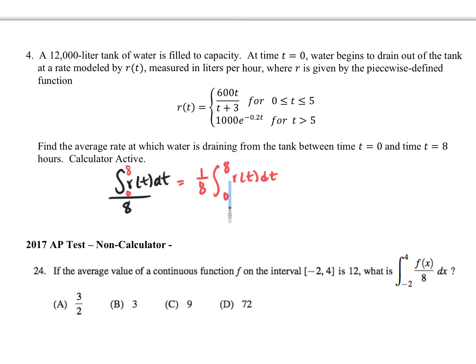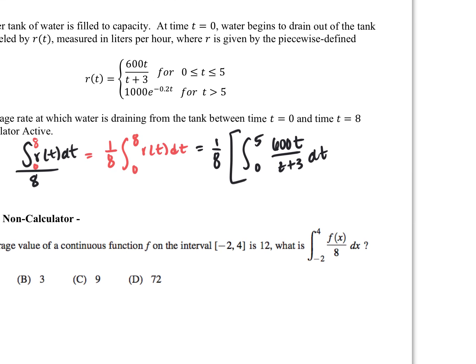How am I going to break this up given this information? Yeah, we're going to add the 2. So we got that 1/8 chilling, and then we've got to take an integral from 0 to what? Yeah, start with 0 to 5, and I'm going to put the function that goes with that: 600t over t plus 3 dt. And then we also have to add to that, what? 1000e to the negative 0.2t.